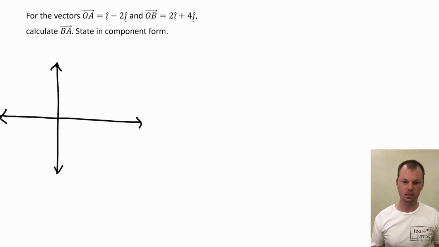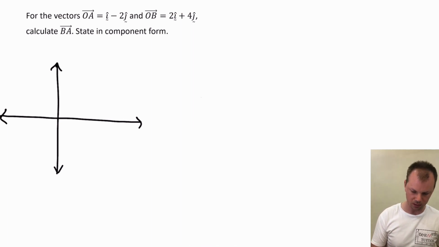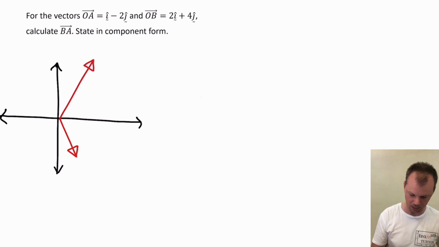Now the easiest way I find to do these is to draw a diagram. That's always a great strategy. If you can visualize it, it can be a lot easier to work out what you need to do. So let's have a draw of these vectors. So OA is 1 across and 2 down, somewhere about there. And OB is 2 across and 4 up, so somewhere about there.